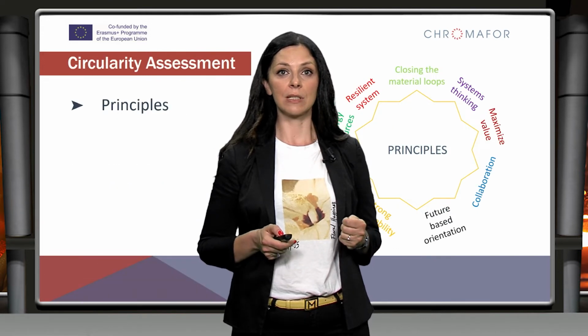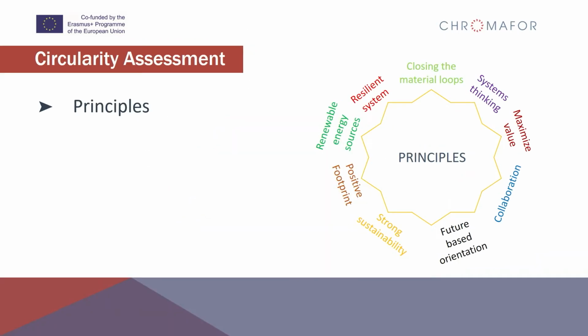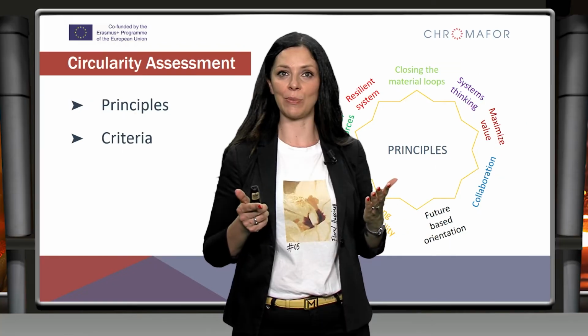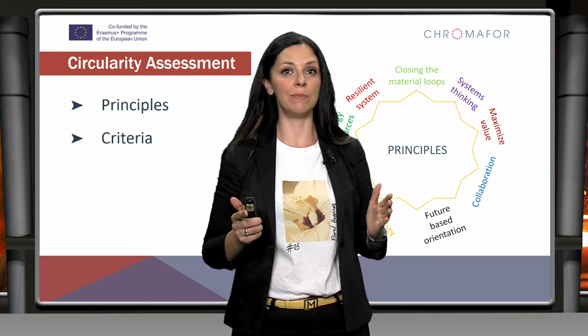Let's start with the first model, circularity assessment. For one company, it is important, first of all, to identify the principles that they want to follow in order to organize the production process in a more sustainable way. So principles are quite a lot: futures-based orientation, collaboration, maximize value, system thinking, closing the material loops, resilient systems, and so on. These are the main criteria that a company has to keep in mind in order to transform the production process and to change their business model.